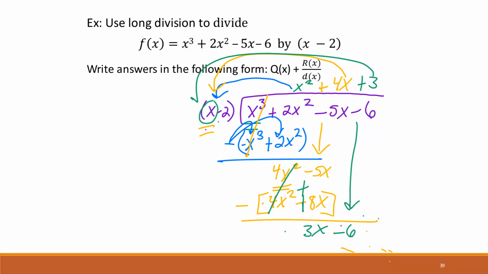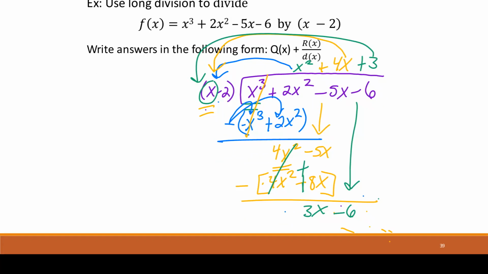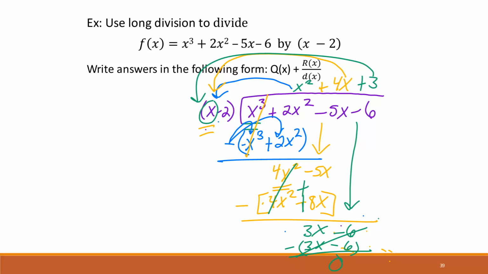So then we multiply again, distributing. So again, when we multiply, we get 3x minus 3 times 2 is 6. And so this time, they both cancel, and we're left with 0. So what that means is that our solution here is x squared plus 4x plus 3. And because our remainder is 0, we don't need to write the remainder portion. So we just have q(x) is equal to x squared plus 4x plus 3.